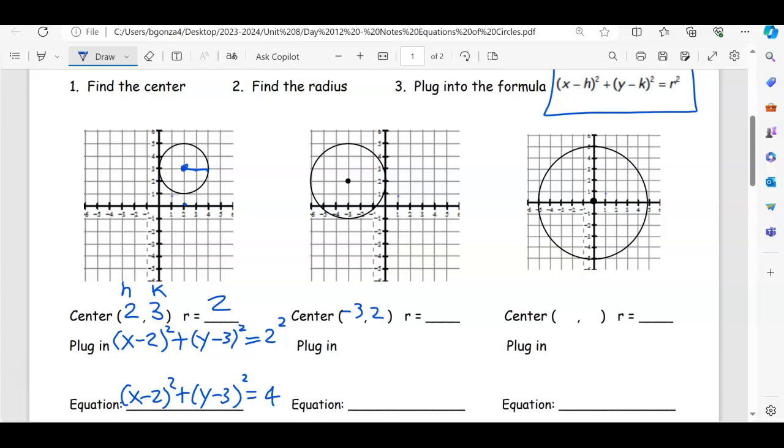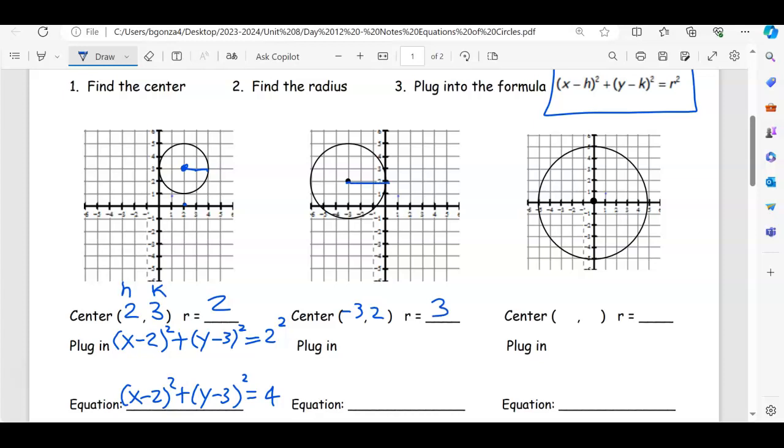Please don't write 2, 3, or 2, negative 3, or positive 3, positive 2. Like, there are so many ways to get this wrong. You've got to start at the center, go left or right, and then up or down. And remember, left is negative, down is negative. Okay, what's the radius? So count from the center to the edge. 1, 2, 3.